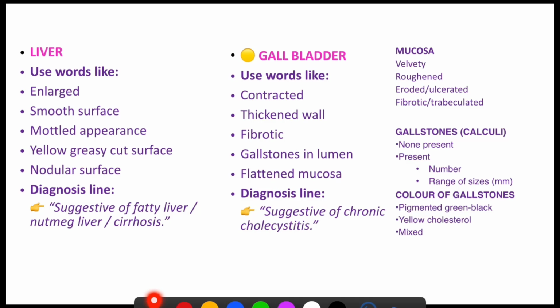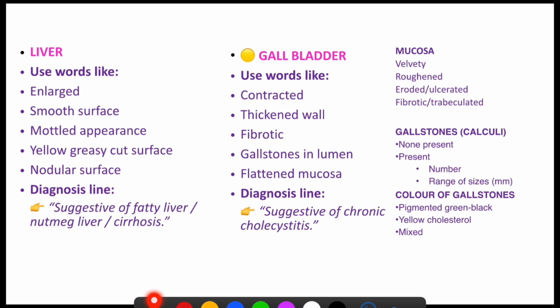Now, for the liver, whether it is enlarged, smooth surface, mottled or yellow greasy cut surface, nodular surface. These are the words for fatty liver or nutmeg or cirrhosis. Gallbladder, whether it is contracted, having thickened wall or fibrotic in appearance, presence of gallstone in lumen, flattened mucosa, these are all features related to chronic cholecystitis. And whenever you see the mucosa, you have to use velvety or roughened or eroded or ulcerated, fibrotic, etc.